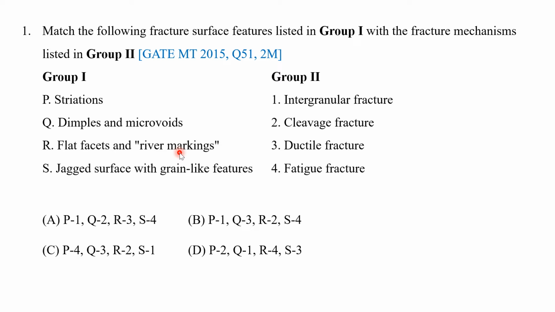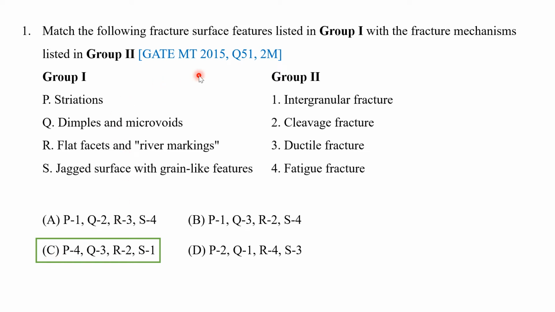And a jagged surface with grain-like features means that it will be intergranular fracture. So P will be 4, Q will be 3, flat facets and river markings will be 2, and a jagged surface with grain-like features will be intergranular fracture. So we can say that the option will be P4, Q3, R2 and S1. So that is option C.